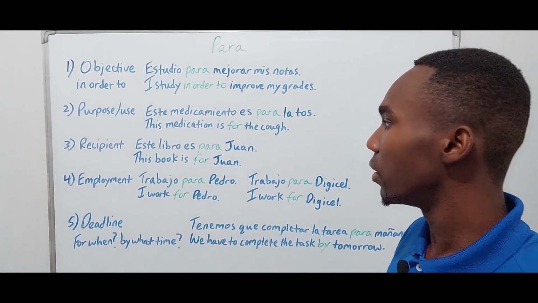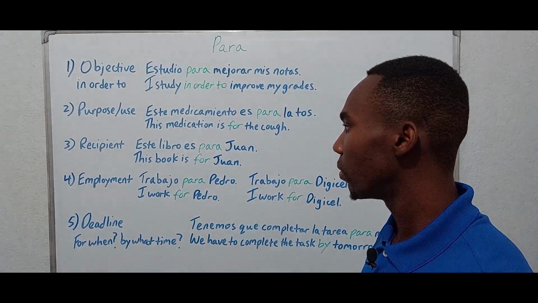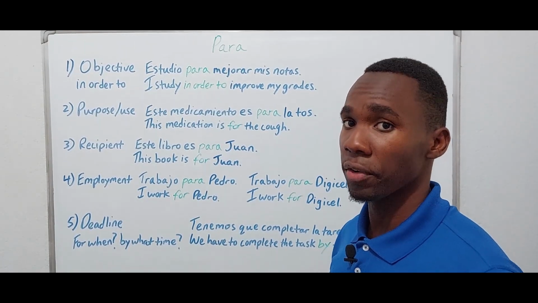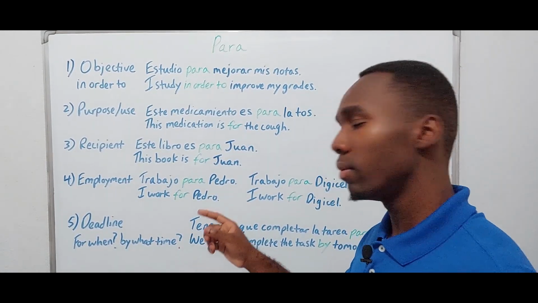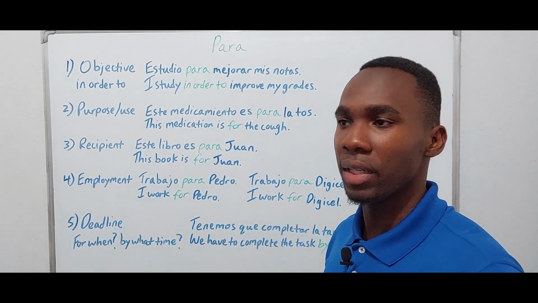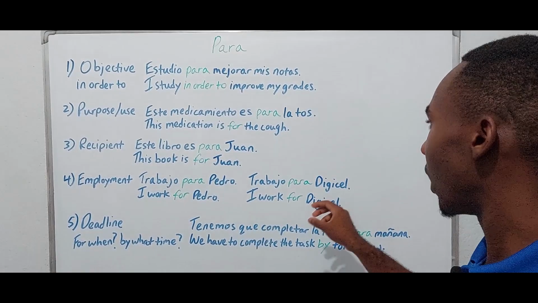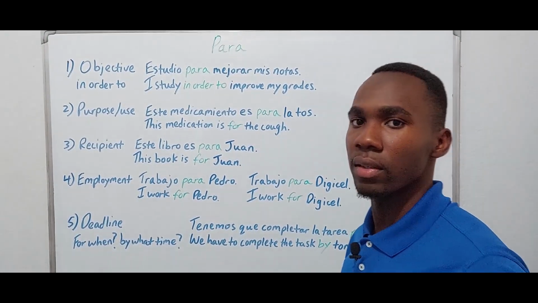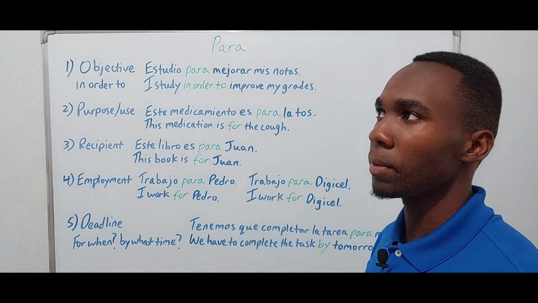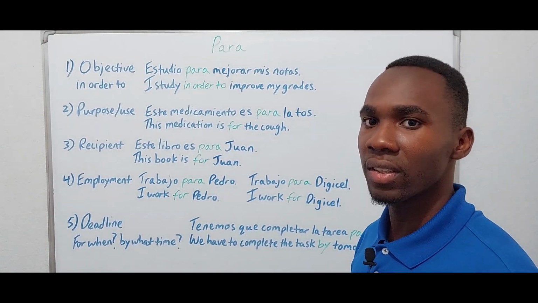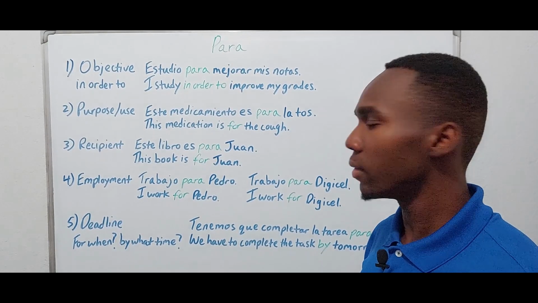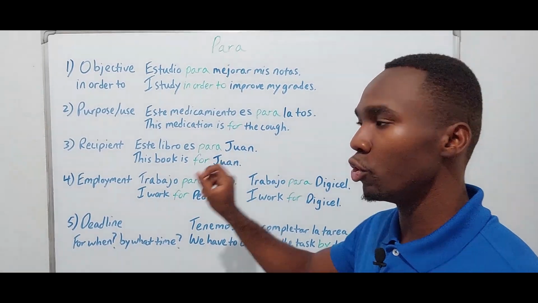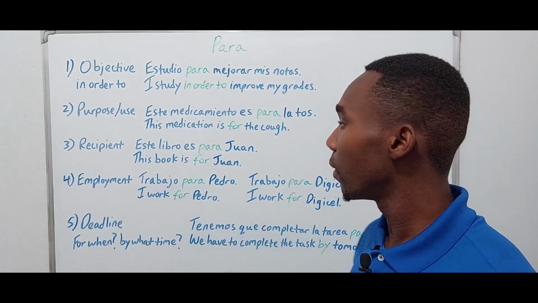4. Employment. "Trabajo para Pedro." I work for Pedro. This means that Pedro is my boss or employer, right? And it isn't limited to persons, it could be companies as well, because I have here "Trabajo para Digicel." I work for Digicel. And if you don't know what Digicel is, that is a company that offers mobile phone services and TV services in the Caribbean, right? So it could be a person or a company, doesn't matter. But you use para to express employment.